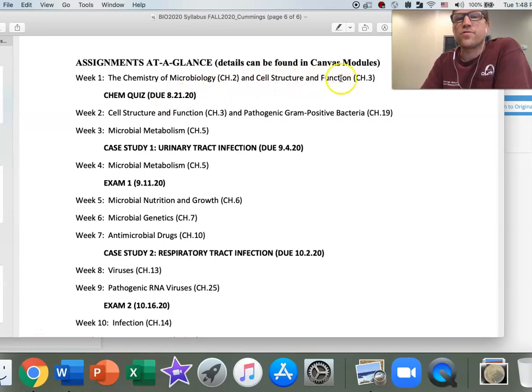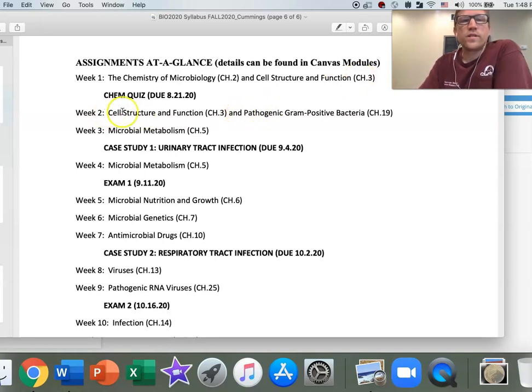And then we're going to get into cell structures and function. We're going to start with the eukaryotic cells to review, because humans are eukaryotes, and some pathogens are eukaryotes. And then we're going to move into the prokaryotes, especially the bacteria, as opposed to the archaea that, as far as we know, don't cause disease in humans.